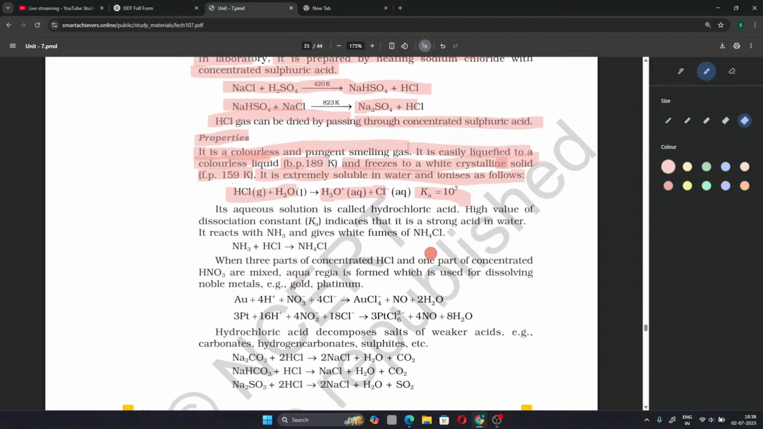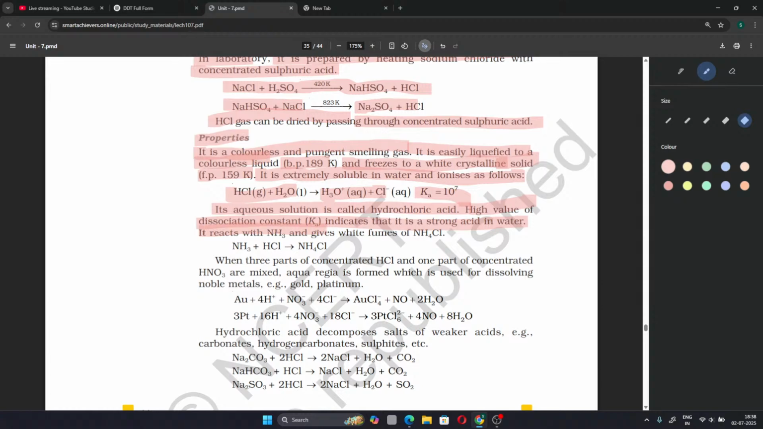We saw the second step dissociation for sulfuric acid was around 10 power minus 2, and compared to such a minute value, 10 power 7 is very high. But the first step is very high compared to chlorine, in case of hydrochloric acid, I mean sulfuric acid. Its aqueous solution is called hydrochloric acid. High value of dissociation constant Ka indicates that it is a strong acid in water.